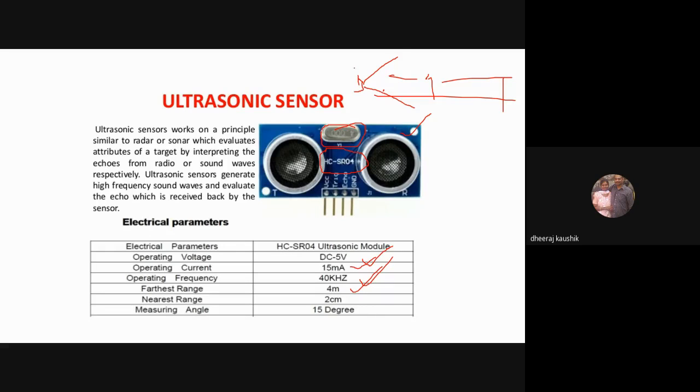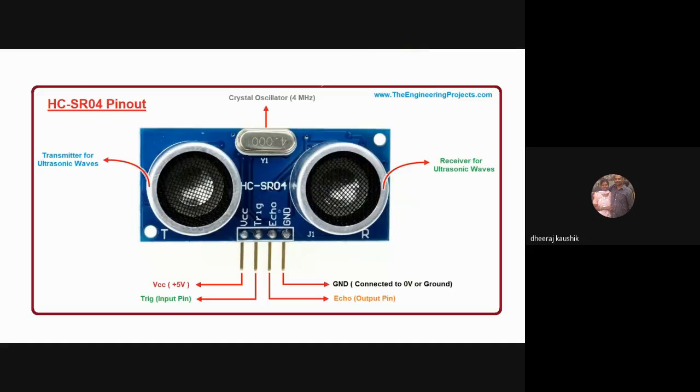So if this is the sensor right here, and these are the starting emitter and receiver pairs, so this angle is, let us say, 15 degrees. So any object between these both lines would be coming into the field of vision of this sensor, and anything outside this the sensor can't recognize. So yeah, this is the pin diagram of the HC-SR04 sensor.